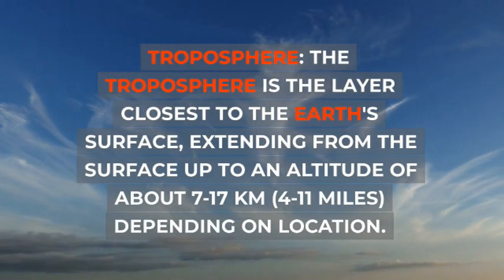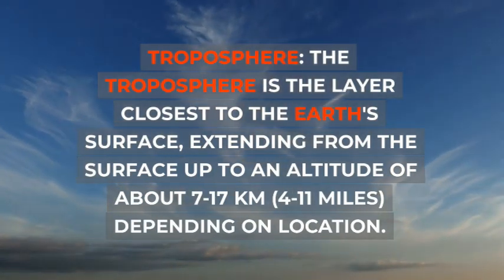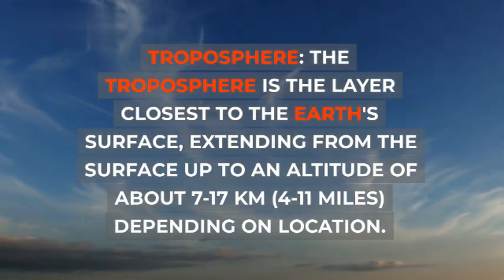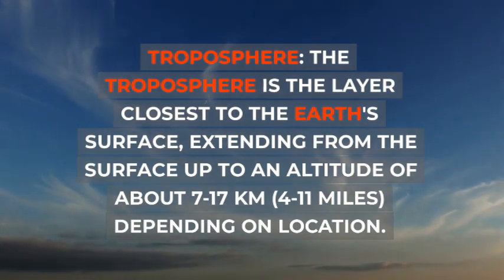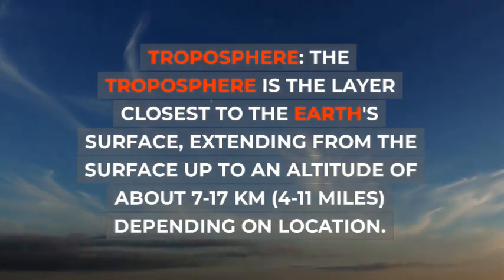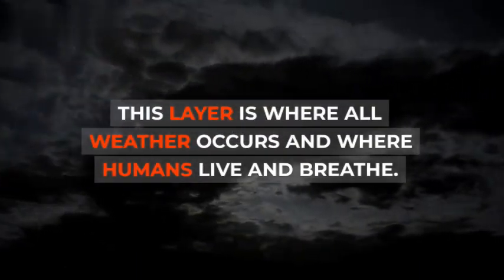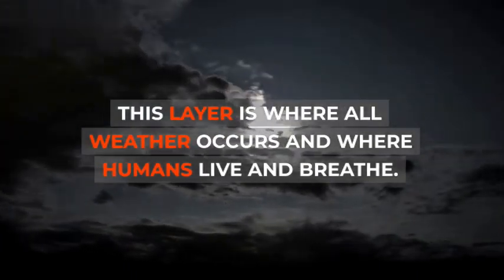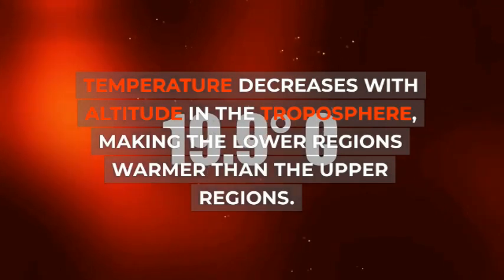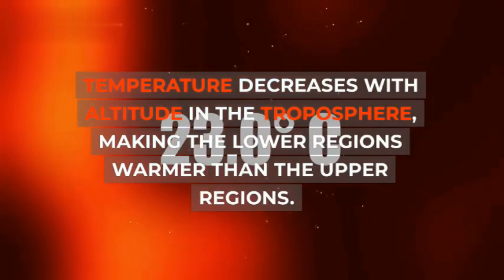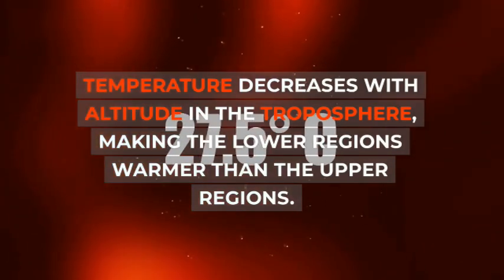Troposphere. The troposphere is the layer closest to the Earth's surface, extending from the surface up to an altitude of about 7 to 17 kilometers, 4 to 11 miles, depending on location. This layer is where all weather occurs and where humans live and breathe. Temperature decreases with altitude in the troposphere, making the lower regions warmer than the upper regions.